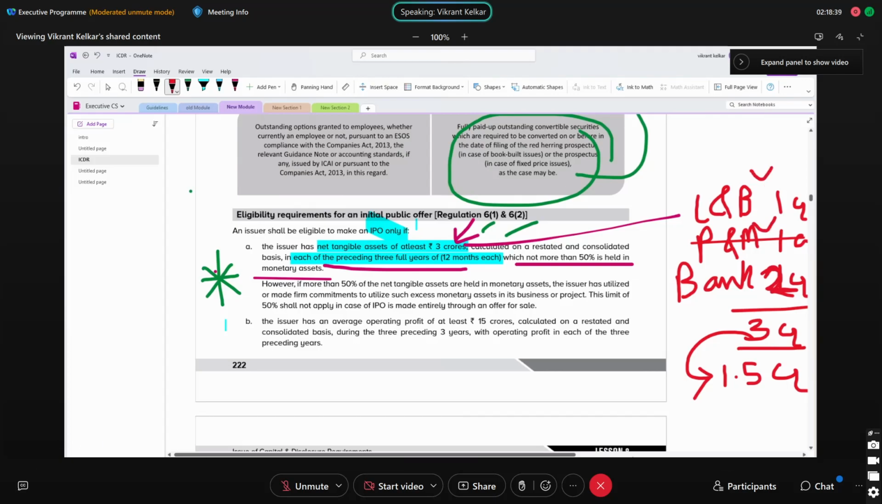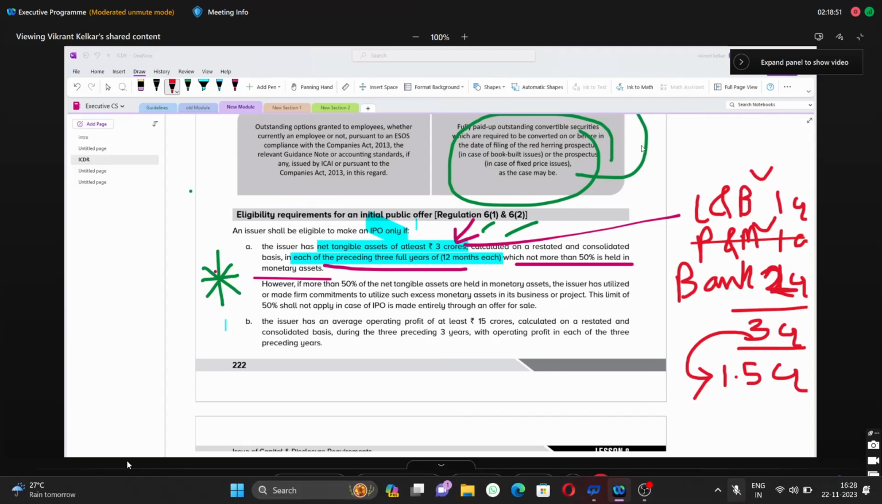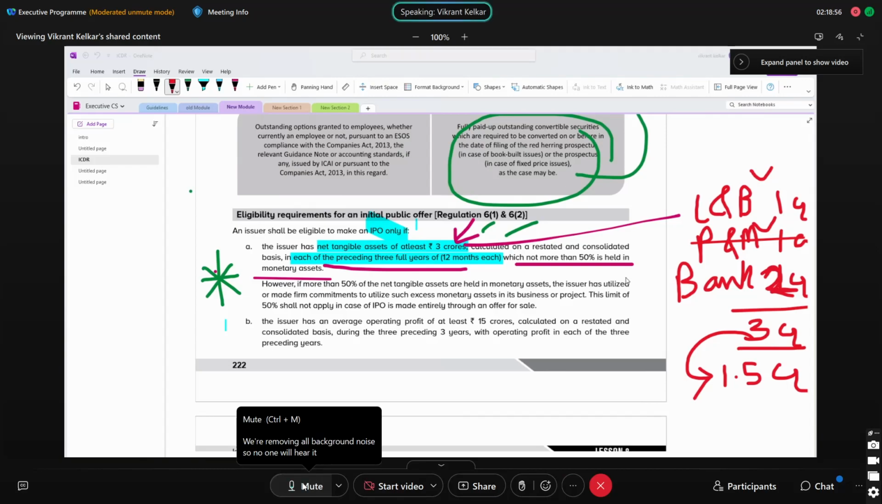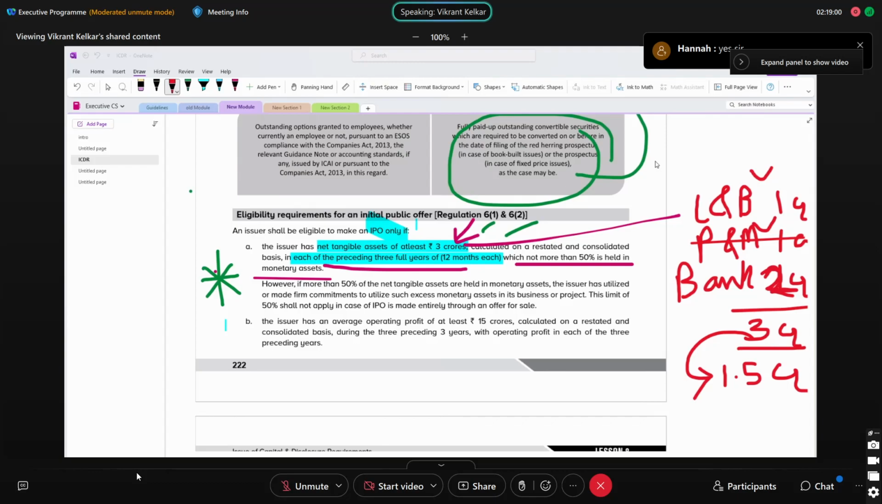That if you are interested in IPO, Sanjay, you have to keep some part of your asset in cash and not the whole. Hannah, are you getting the point? Sanjay, समझ आ रहा है क्या थोड़ा थोड़ा? Sanjay, are you getting what is going on? Very good. So 3 crore is the limit, 3 years is the term, and not more than 50% in monetary.